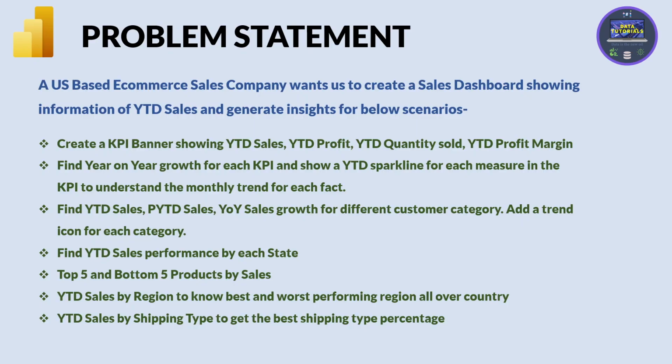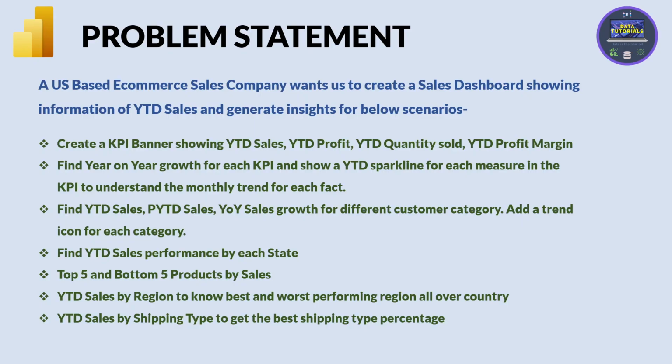With respect to last year, they want to see how the current year is performing, and they will take some business decisions based on that. They also want us to find year-on-year growth, so with respect to last year, what is the growth of the current year? They also want us to show a spark line, or we can also say a monthly trend, where they can see how their sales are done with respect to each month. Then they want us to find year to date sales, previous year to date sales, and year-on-year sales growth for different customer categories. So we have a category, and with respect to that they want to find out these facts as well, and they want us to add a trend icon for each category.